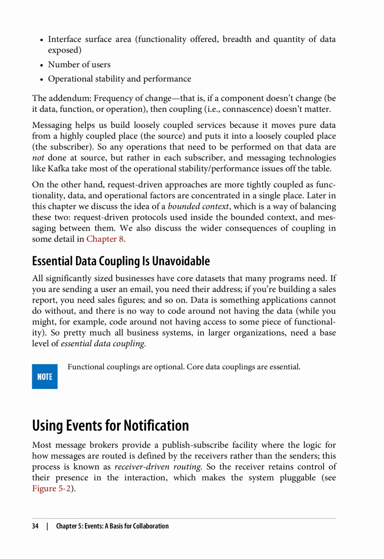Messaging helps us build loosely coupled services because it moves pure data from a highly coupled place, the source, and puts it into a loosely coupled place, the subscriber. So any operations that need to be performed on that data are not done at source, but rather in each subscriber, and messaging technologies like Kafka take most of the operational stability and performance issues off the table. On the other hand, request-driven approaches are more tightly coupled as functionality, data, and operational factors are concentrated in a single place. Later in this chapter we discuss the idea of a bounded context, which is a way of balancing these two: request-driven protocols used inside the bounded context, and messaging between them. We also discuss the wider consequences of coupling in some detail in Chapter 8.